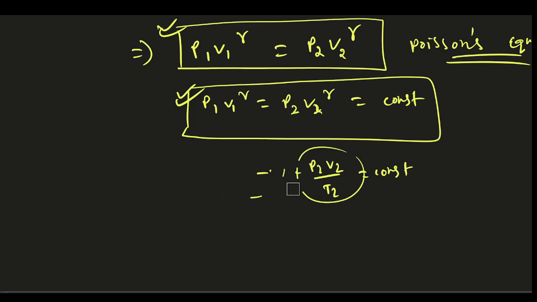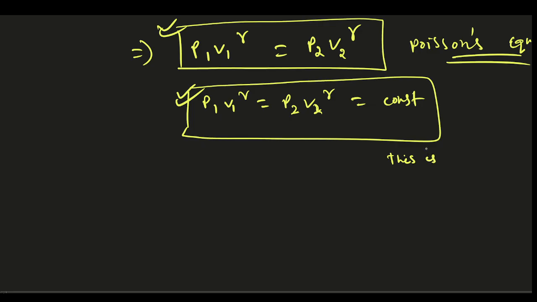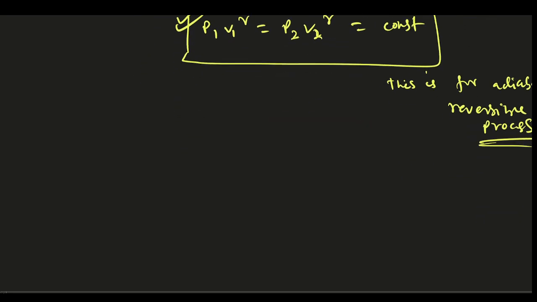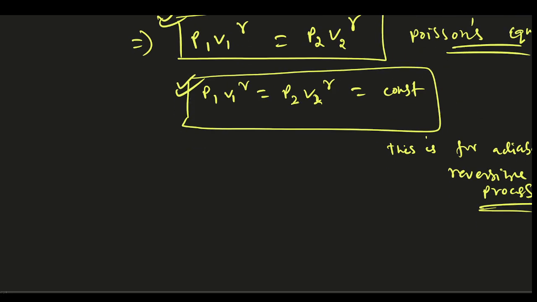This is for the adiabatic reversible process. So we have calculated that by taking dq constant for adiabatic, and we have calculated this value. So now what we will do, we put this value into our equation.